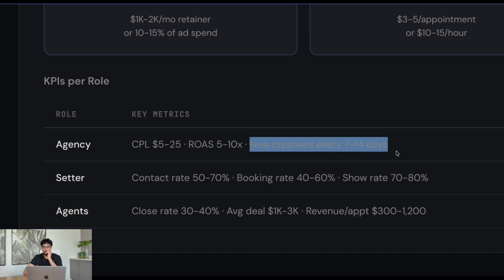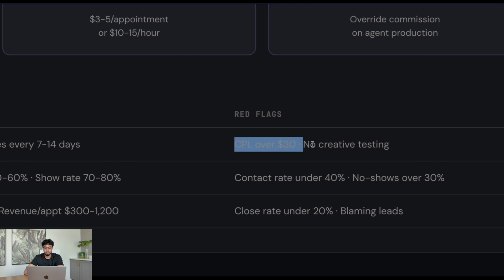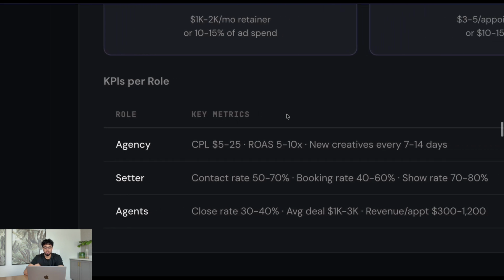Make sure they're testing new creatives if they are not working. If they're working, you don't need to test a bunch, but if they're not working, you need to test. If the cost per lead is over $30 and they're not testing anything, that's a red flag. You need to make sure they're actively testing. Just keep an eye on it. You don't have to do the whole process.